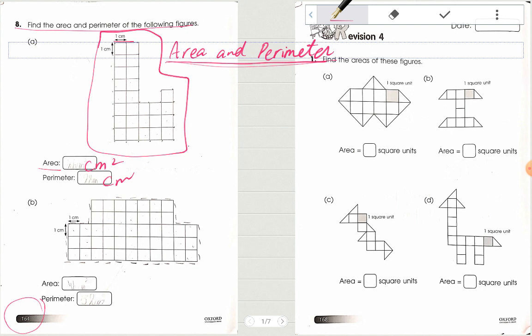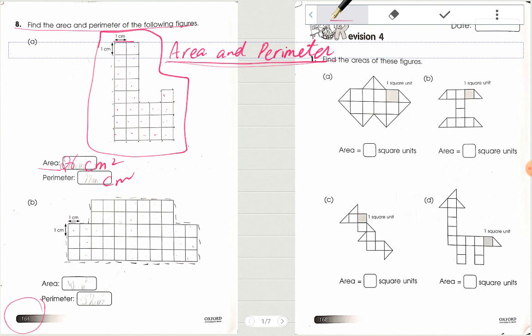Now to find out the area of this figure, you just have to count all the number of squares. Now you can count it. These are 1 2 3 4 5 6 7 8 9 10 11 12 13 14 15 16 17 18 19 20 21 22 23 24 25 and 26. So these are total 26 squares, so you will write 26 centimeter square.